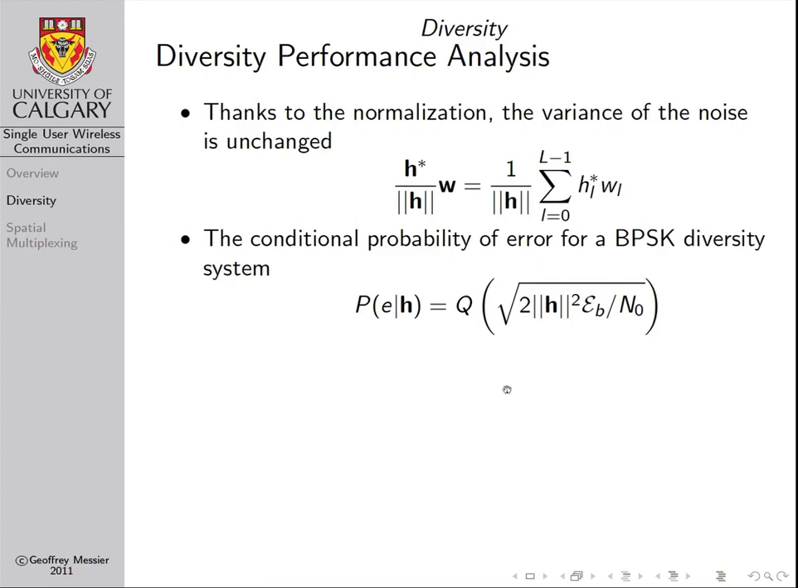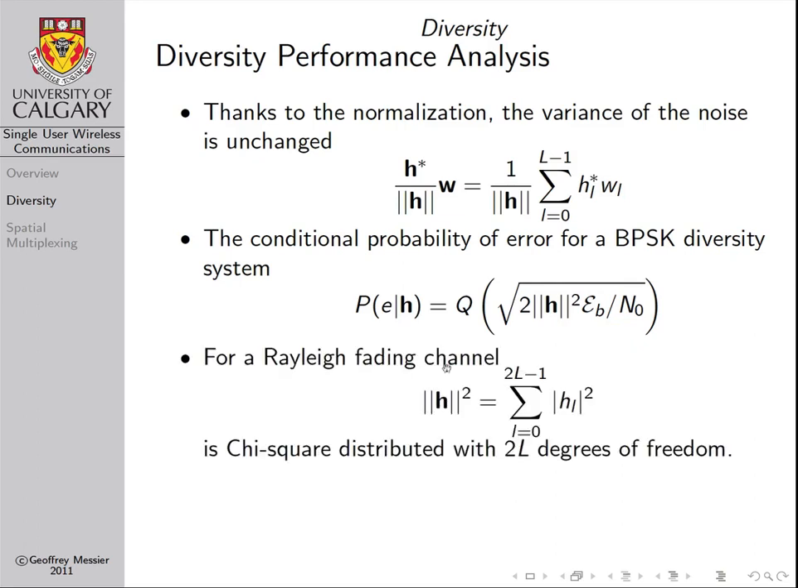But otherwise, it's exactly the same. So here we have EB over N naught scaled by a scalar term that is a function of the fading channel, except now it's a function of the vector of channel values rather than a single Rayleigh faded channel value.